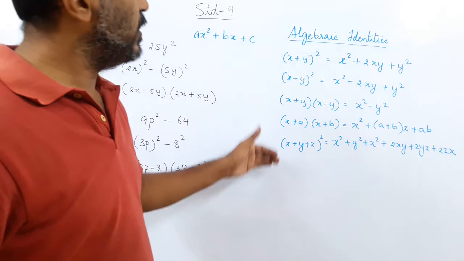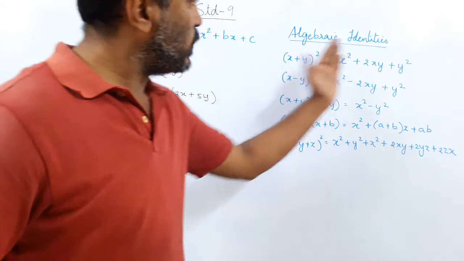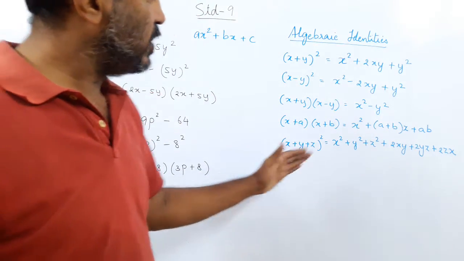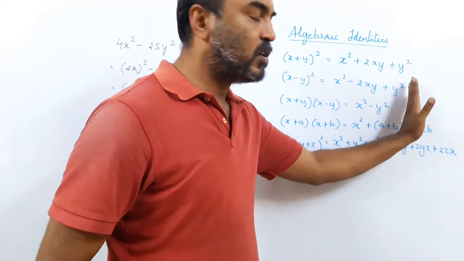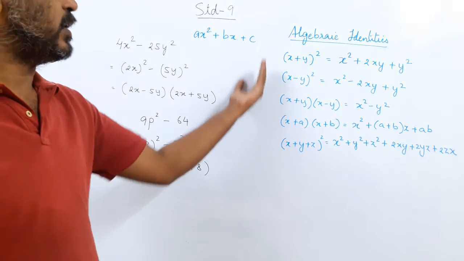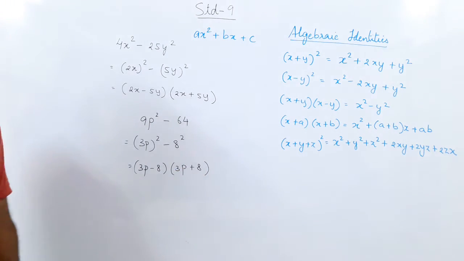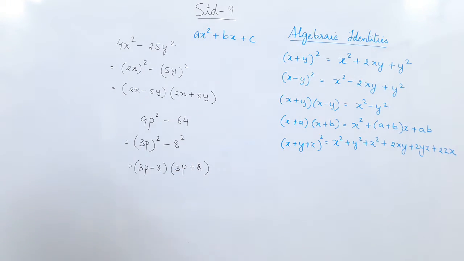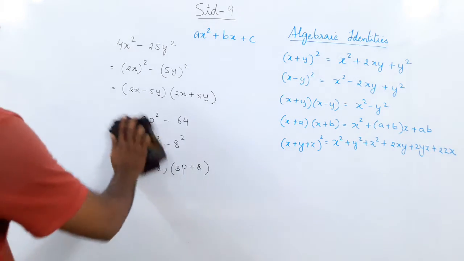So we are making use of identities. They can be used to expand, and in reverse, when the polynomial is given in a special form, you can use them to factorize it. So we have found the factors. This we did with the binomials, and we went on to the trinomials.